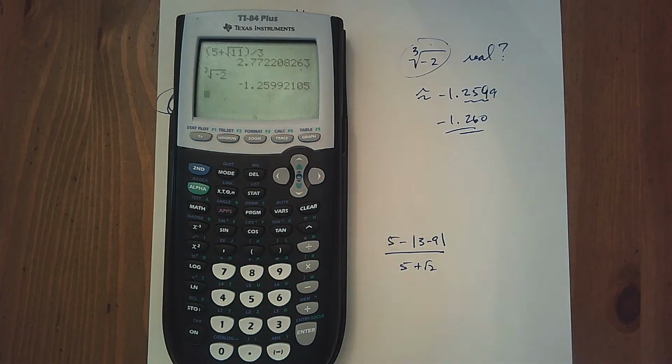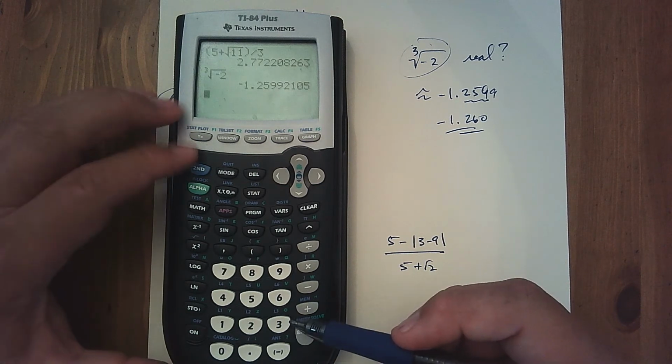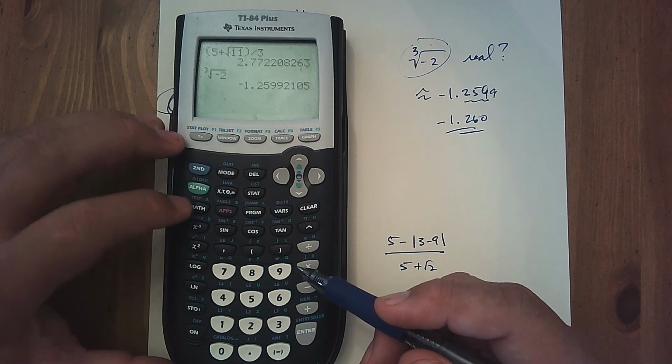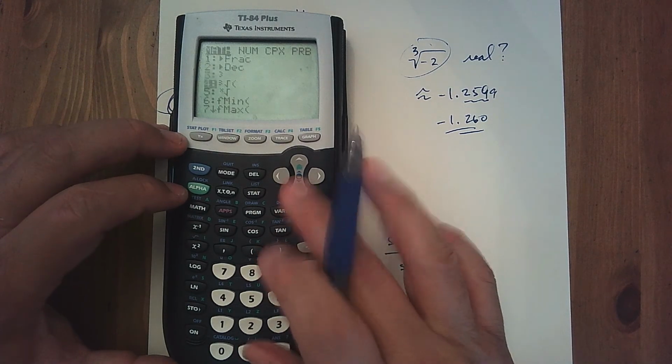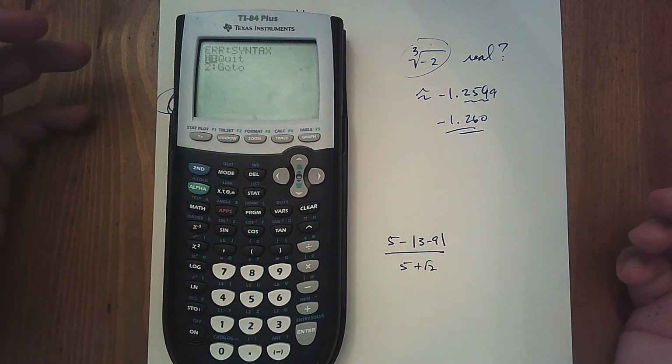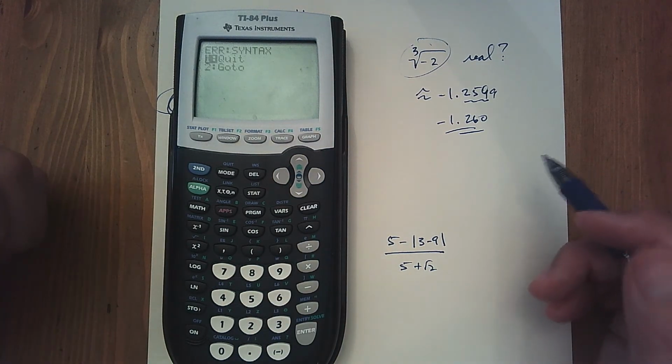Be careful with that negative sign, right? Because if I had, let's redo this. Let's go to math. You do a cube root. And this time I use the minus sign. If I use the minus sign, it's going to give me an error because that means minus.